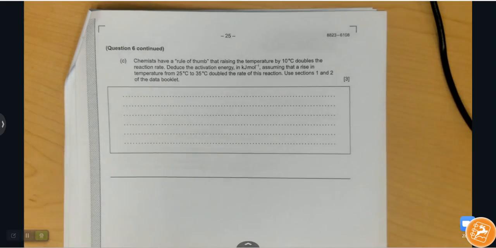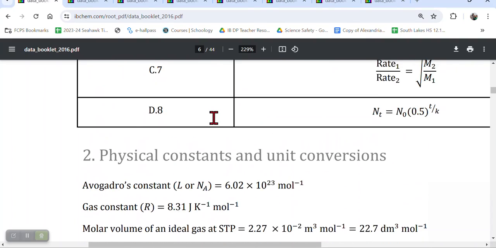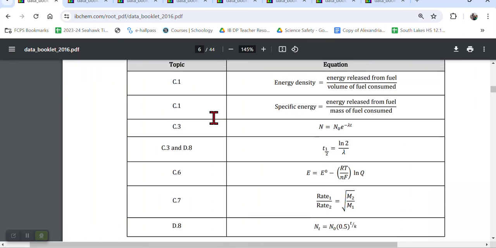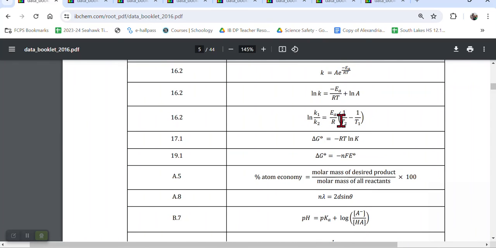And finally, chemists have a rule of thumb that raising the temperature by 10 degrees doubles the reaction rate. Deduce the activation energy, assuming that a rise in temperature from 25 to 35 doubled the rate of reaction. Use sections 1 and 2 of the data booklet. So there's section 2. Why do we need section 1? It's going to give us an equation we've never used before. Ooh, the effect of K at 2 different temperatures. All right, so cheat sheet for Schurzy.